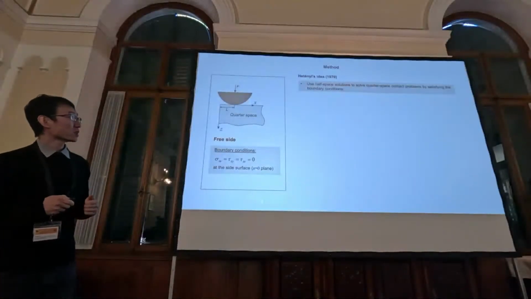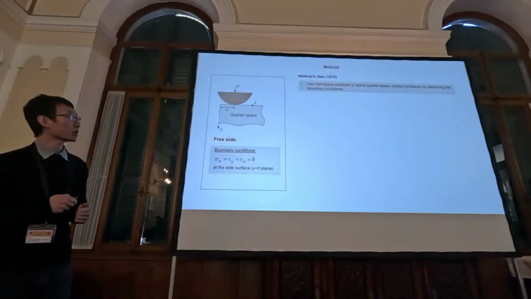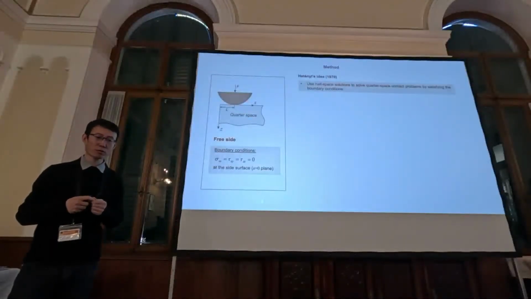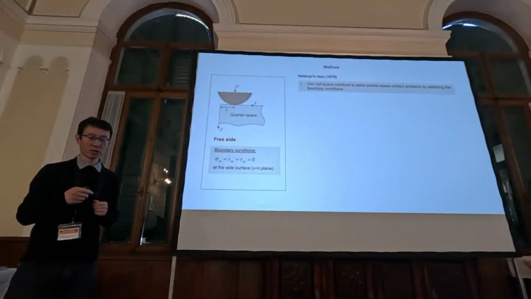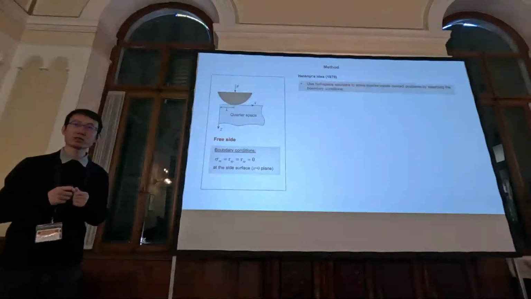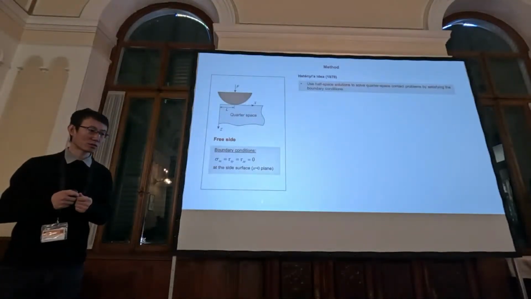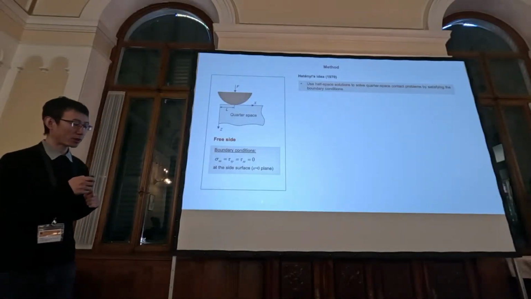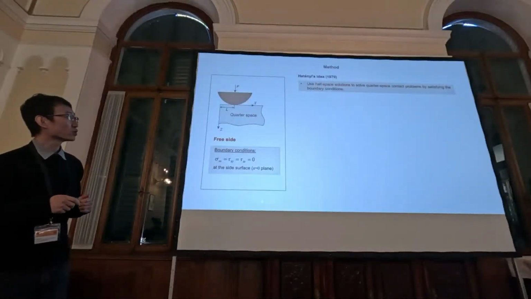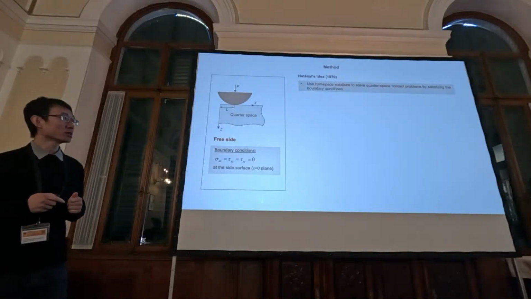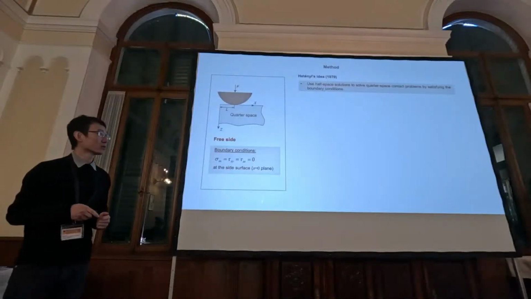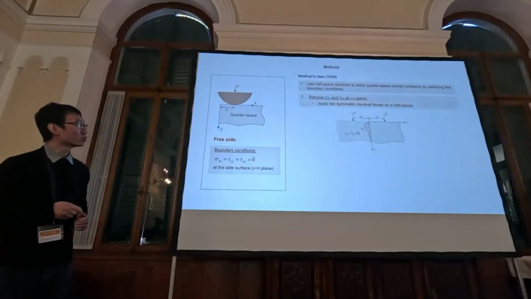The idea comes from Hanson in 1970. He published a very simple paper, but his idea was very, very smart. He did not propose a fundamental equation like Boussinesq or others. He used a very smart idea. His idea is to use half-space solutions to solve quarter-space contact problems by satisfying the boundary conditions. So the aim is to remove these.